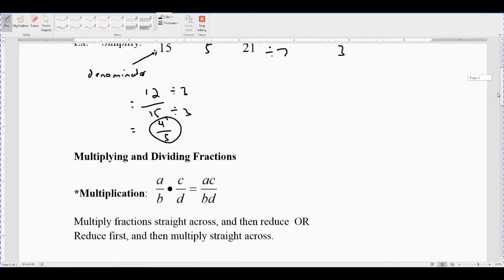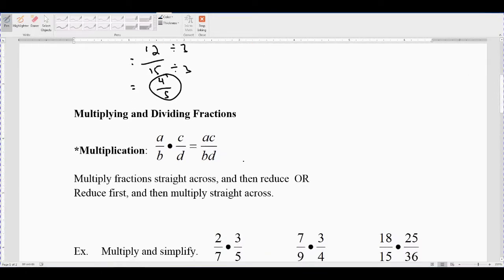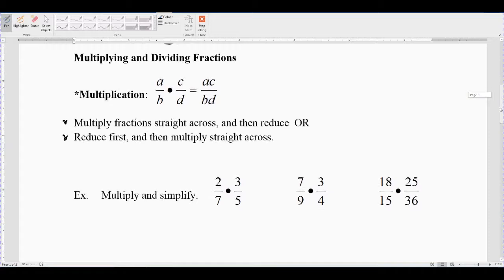Now multiply and divide in fractions. Two ways of doing this. You can multiply straight across and then reduce, which is what this says, or you can reduce first and then multiply straight across. So let's do some examples.